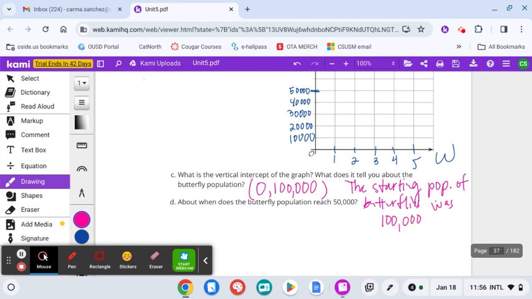About when does the butterfly population reach 50,000? And so after you graph this, you're going to look at your graph and say, is there an exact point where it hits 50,000, or is there an in between? So you could say between this many weeks. So whichever your graph shows, you can answer question D as well.